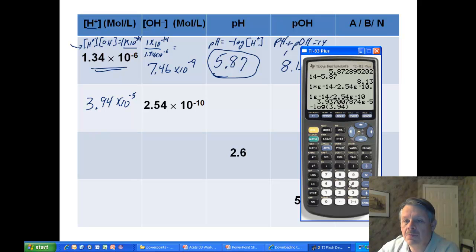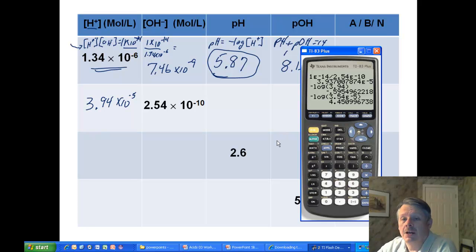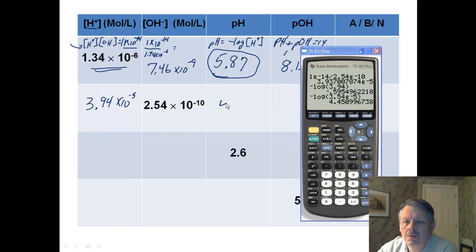So I'm going to take the negative log of 3.94, and that's going to give me, sorry, I made a mistake, negative log of 3.54 second EE, because it has to be times 10 to the minus 5. That is 4.45, which is my pH. It would be better if I did my number right. That's 2.54. So I'm close.